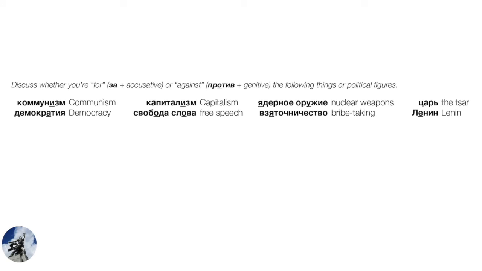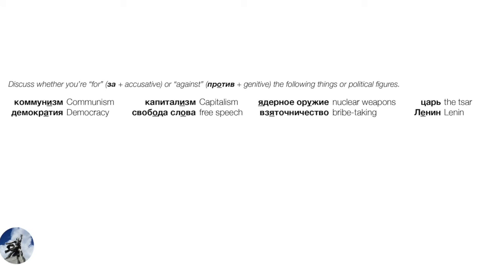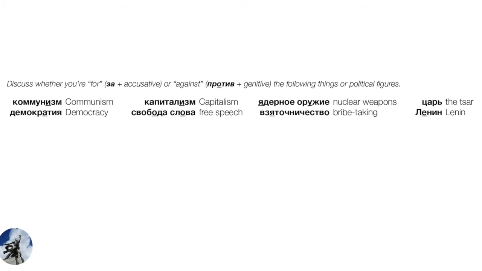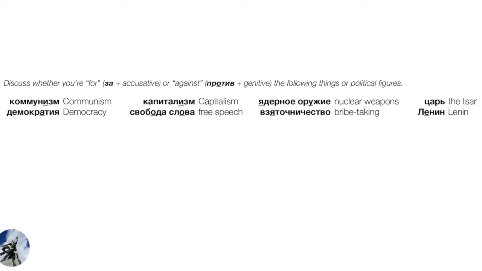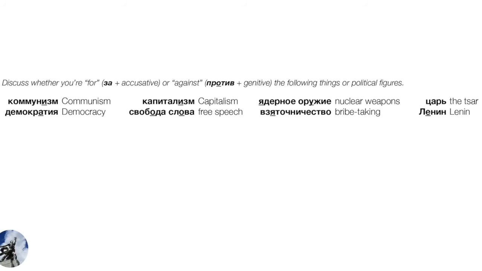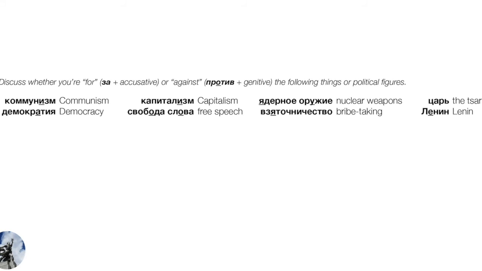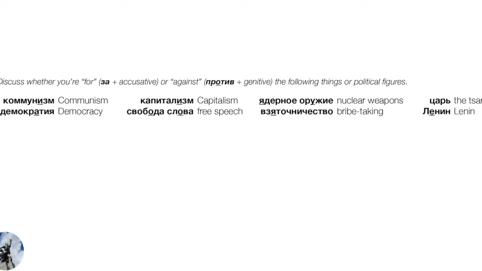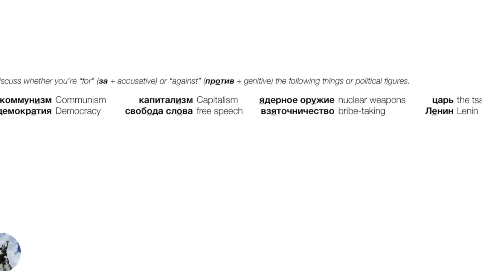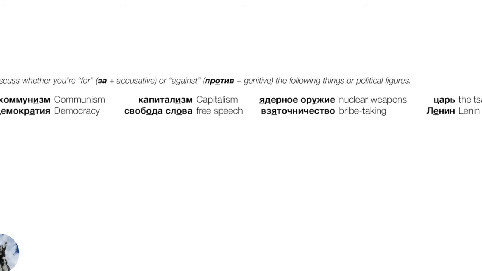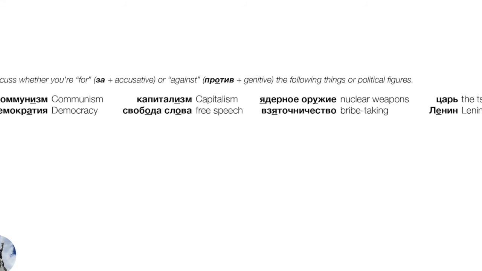So what about these things? Коммунизм. Well, let's say, how would you say I'm for communism? Я за коммунизм. What if you're against communism? Я против коммунизма. There's the genitive ending. Okay, some other examples. Демократия, капитализм, свобода слова, freedom of the word, literally, freedom of speech. Ядерное оружие, взяточничество, bribe-taking.